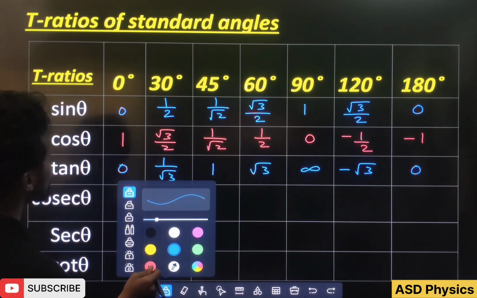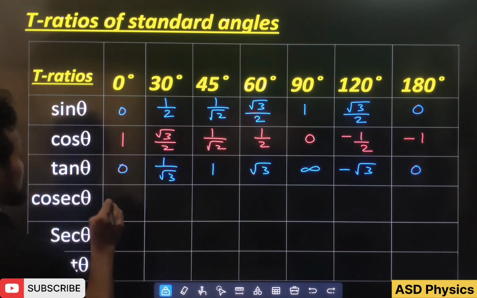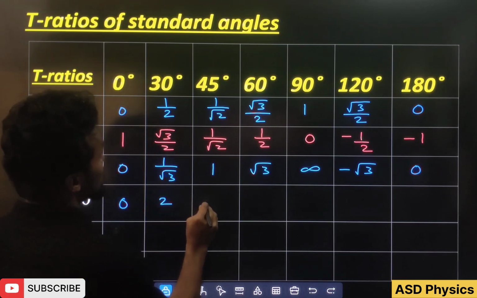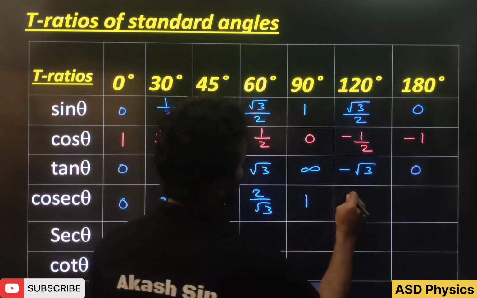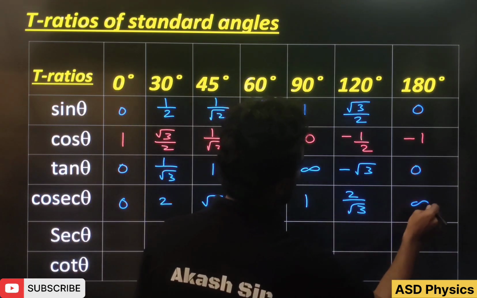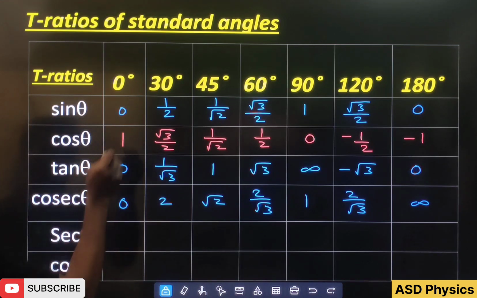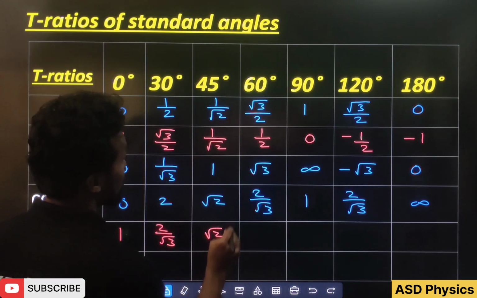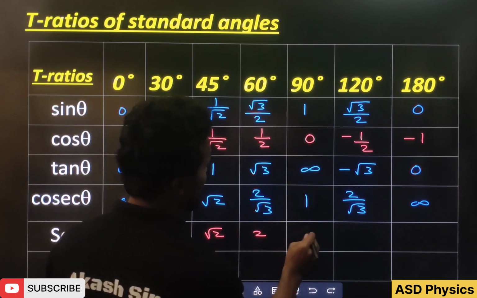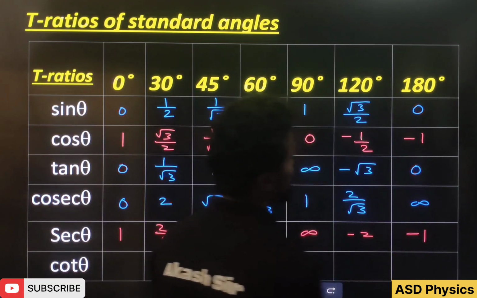And after that, if we have to do cosec theta, just reverse. So here 0, 2, root 2. From here I am doing 1, 2 by root 3, not defined here. Next one, similarly, sec theta. Sec theta means you have to do reverse. So 1, 2 by root 3, root 2, 2, and at 90 infinity. Then minus 2, and here again minus 1 is there.